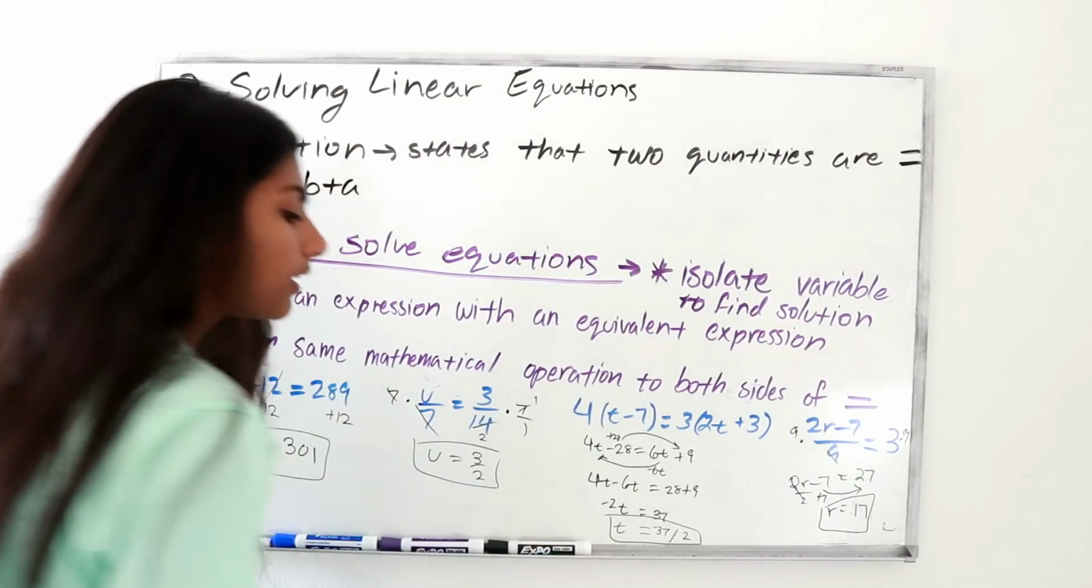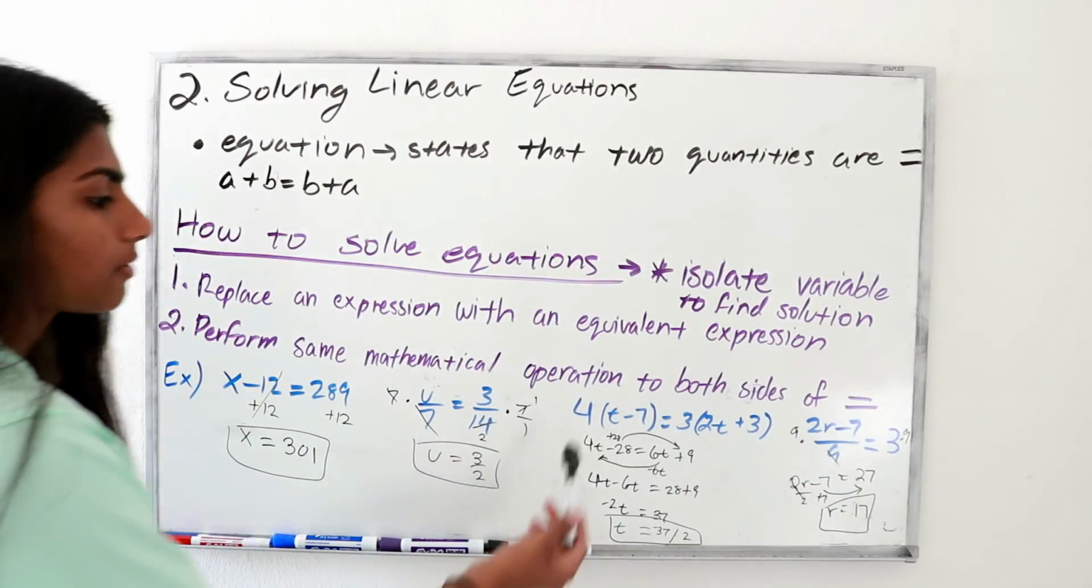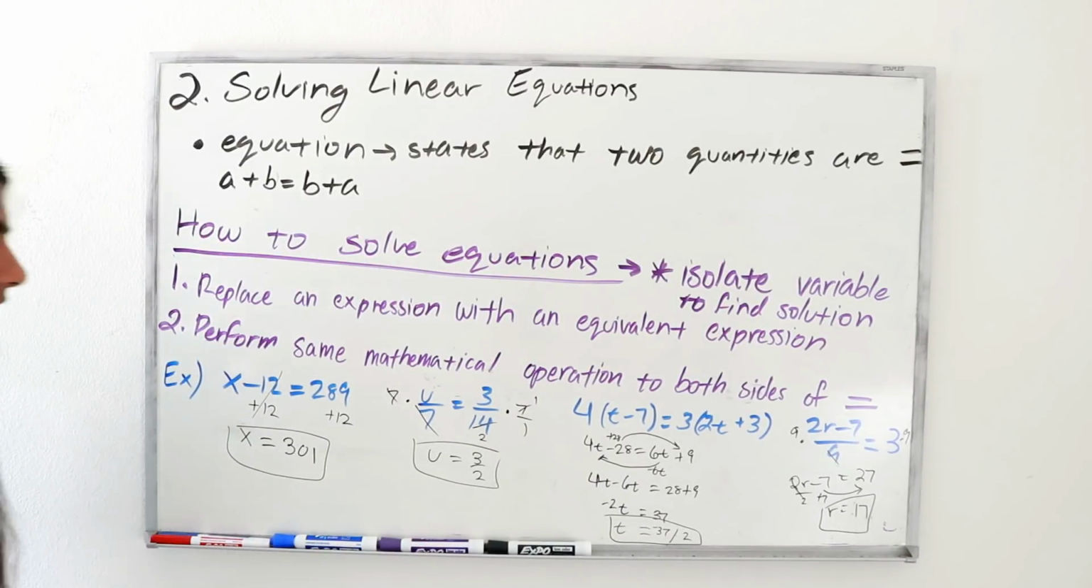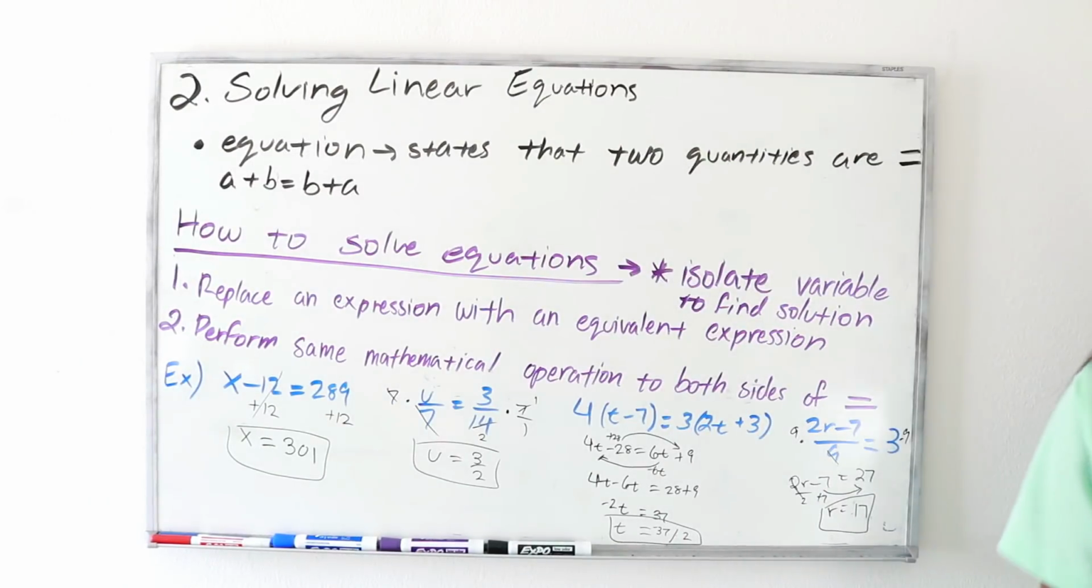Now let's look over here for t. So negative 37 over 2, I know that if I plug it in, I'll get the right answer. Same over here with the u, and same over here with the x. And that is how to solve equations.